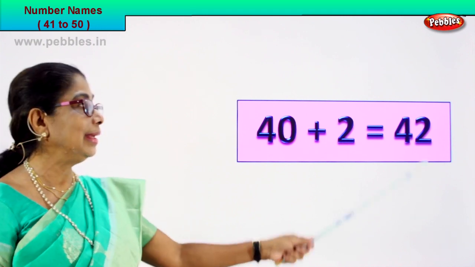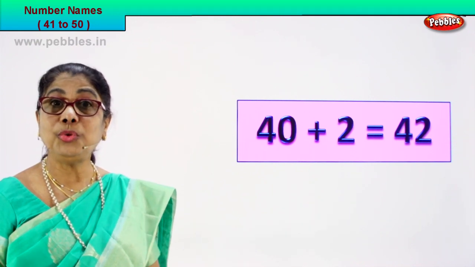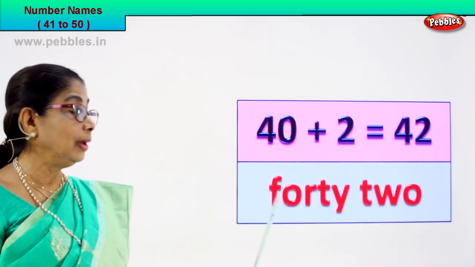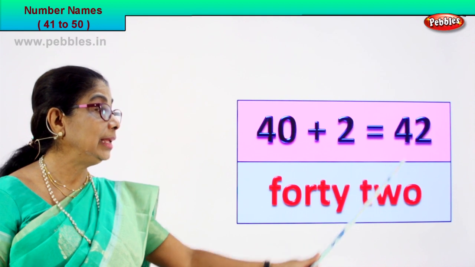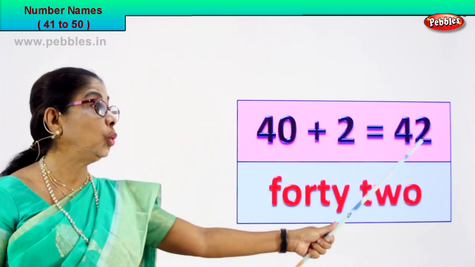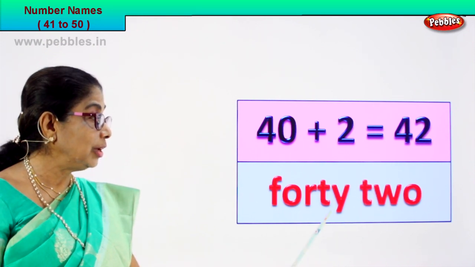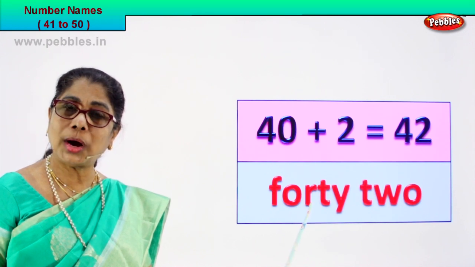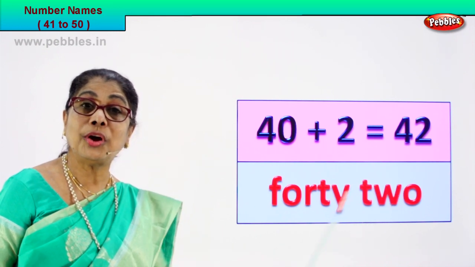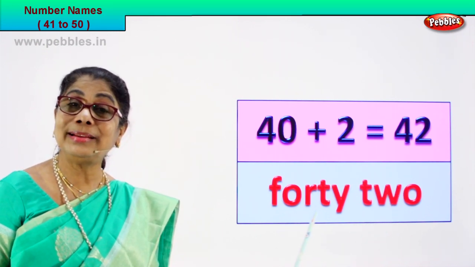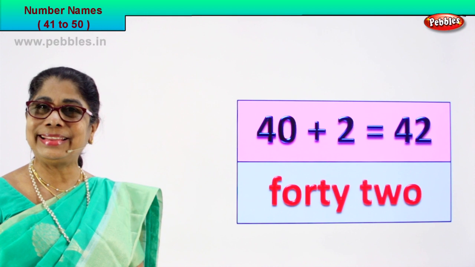How do we write the number's name? Number 42, how do we spell and write its name? Look, F-O-R-T-Y, 40, T-W-O, 2. So the numeral 42, its name is forty-two. F-O-R-T-Y, 40, T-W-O, 2. 42. We learn to write this number 42's name, spelling it correctly.